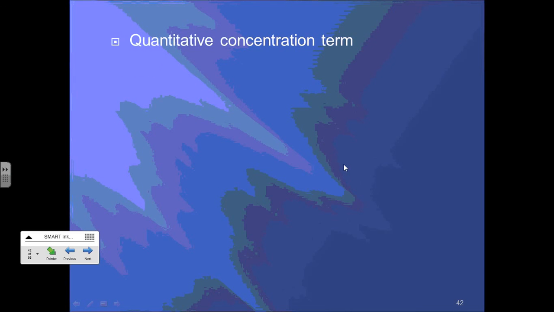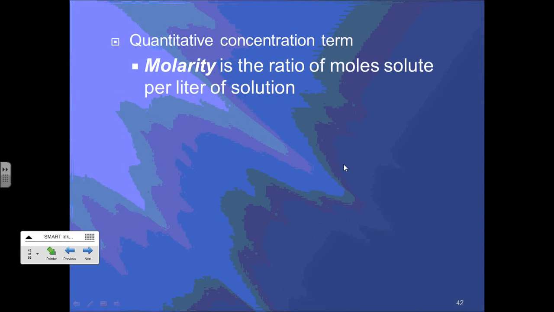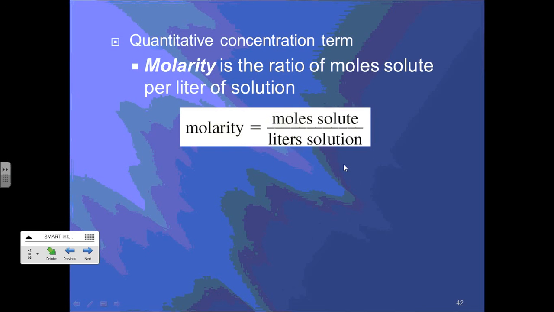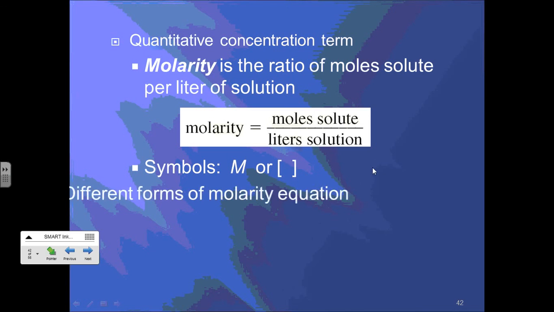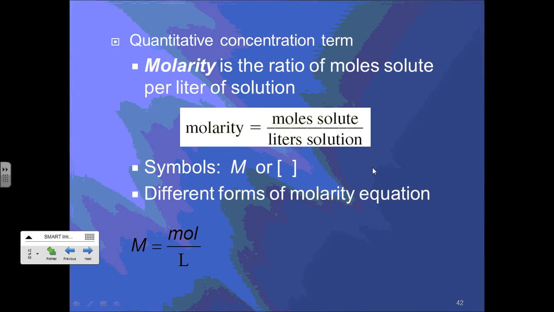Now, quantitative concentration term. As I mentioned, molarity represents the ratio of moles solute per liters of solution, and it is a widespread unit for concentration when you're dealing with chemistry. Molarity is equal to the moles of solute per liters of solution, and that is the equation before you. The generic symbol that represents molarity can either be seen by a capital M, that's generally italicized, or by two brackets. Now, there are different forms of the molarity equation. Rewritten, it can be written as that. It can be written as that when solving for liters, or it can be written as that when solving for moles.